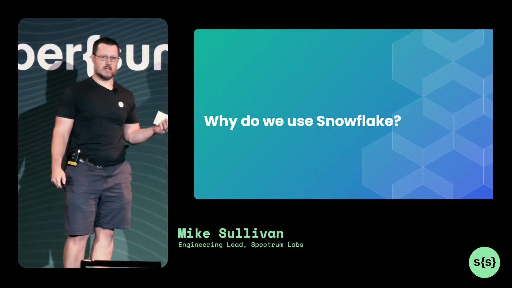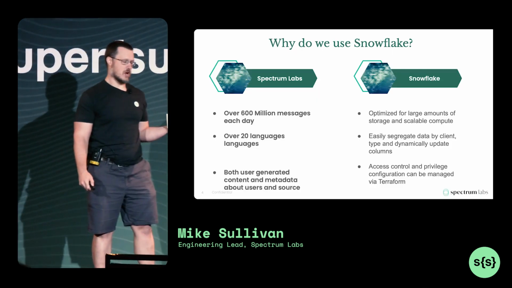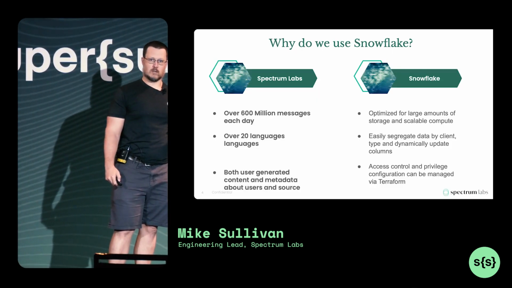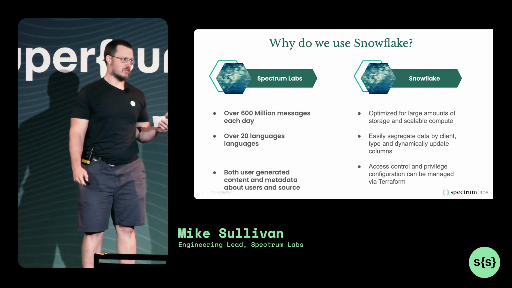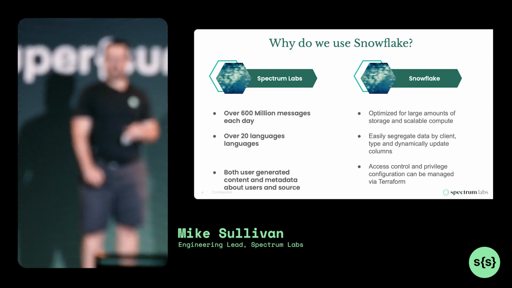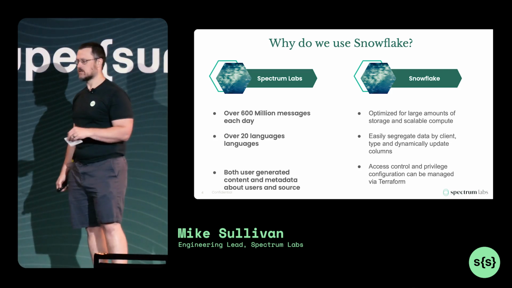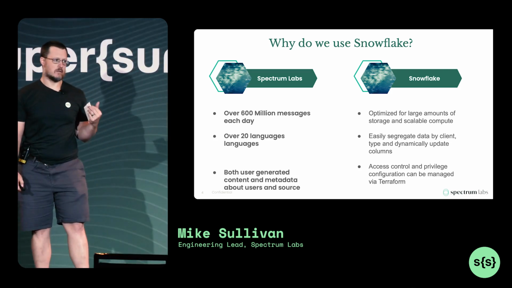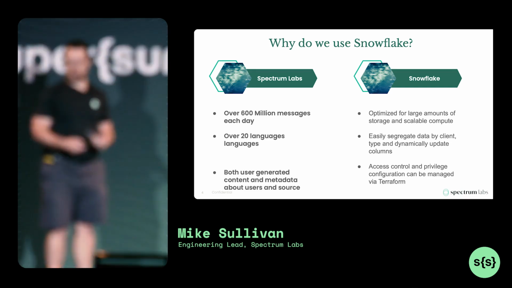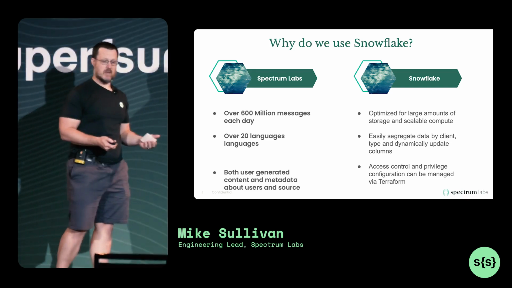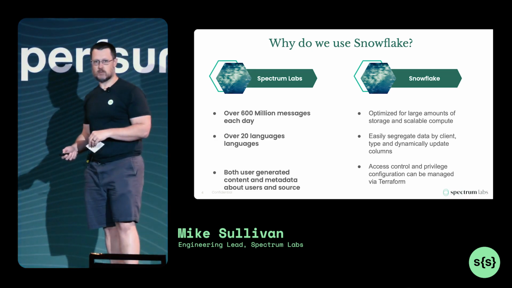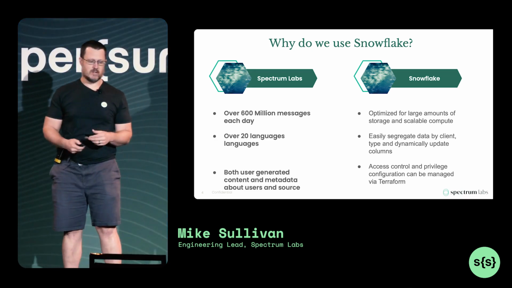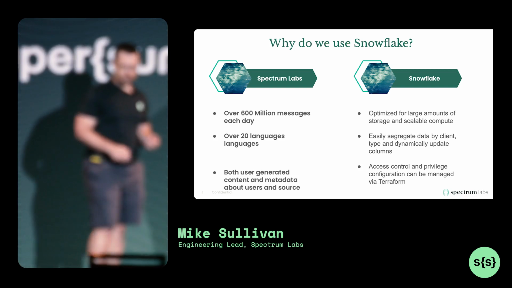So Spectrum Labs, as you've heard Bryce talk about and Josh talk about before, we handle a lot of data throughout the day. We handle over 600 million messages, maybe over 700 million messages each day across over 20 languages. And those messages contain user-generated content, which can vary in length, but also a lot of metadata about who those users are, what they're trying to do, and who they're interacting with on the different platforms. So we're generating terabytes worth of data all the time.